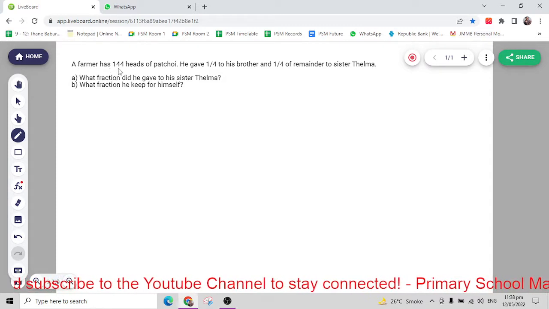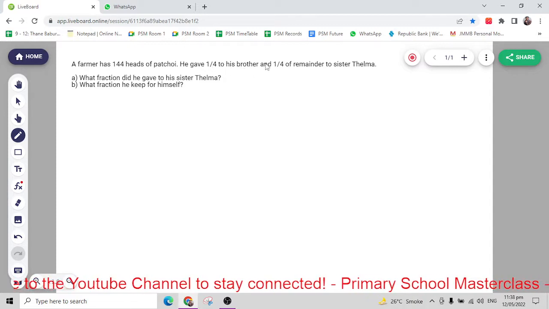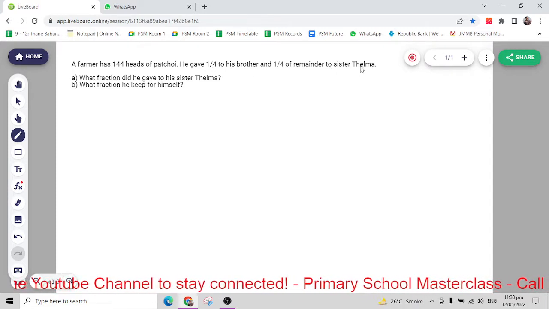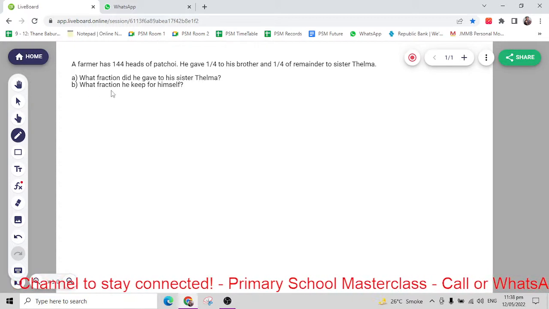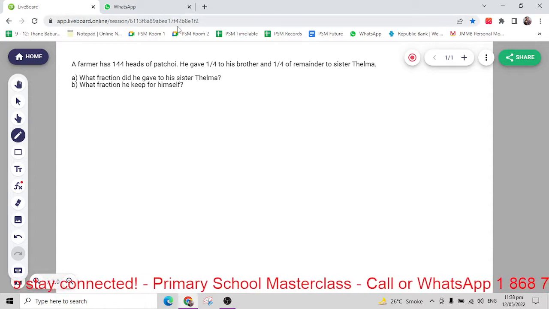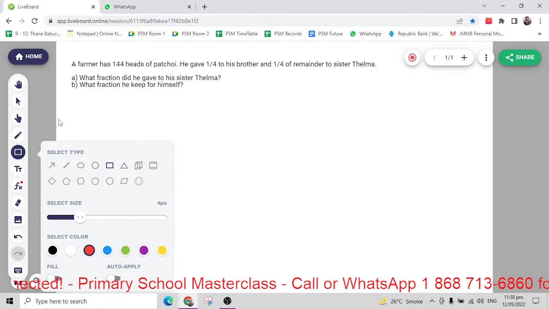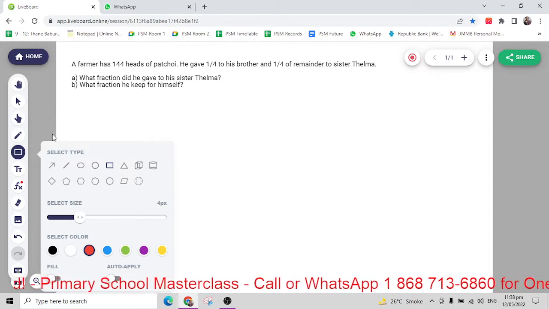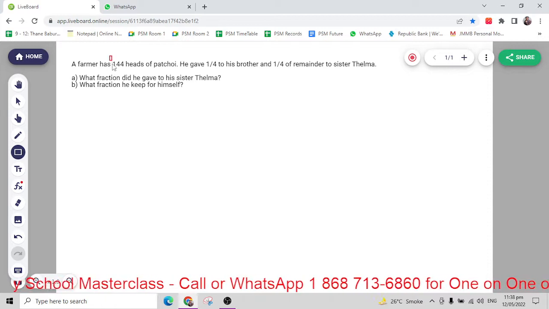A farmer has 144 heads of pak choy. He gave a quarter to his brother and a quarter of the remainder to his sister Thelma. What fraction did he give to his sister Thelma? What fraction did he keep for himself? Okay, so what I really like to do is underline or circle the important things in this question. I could put it in a box.